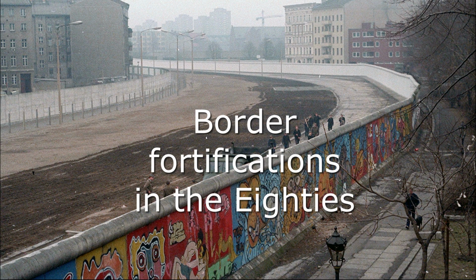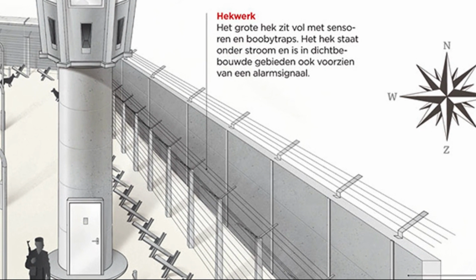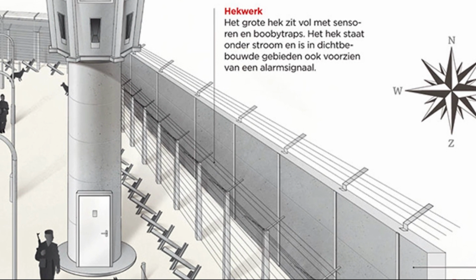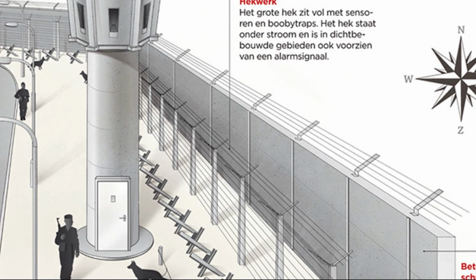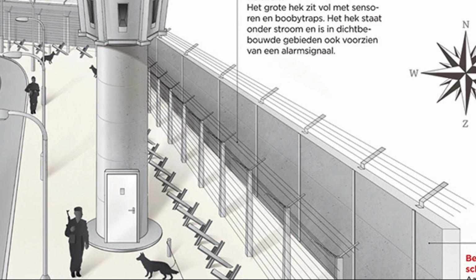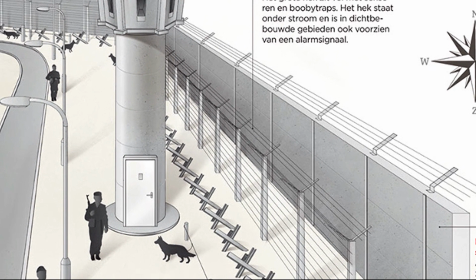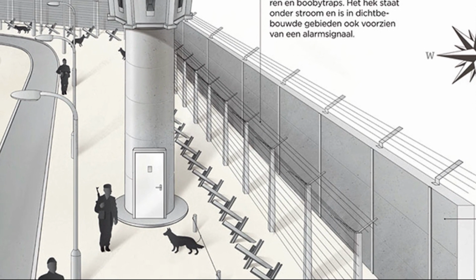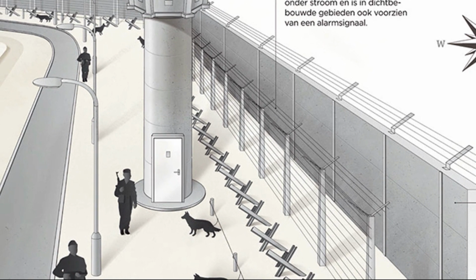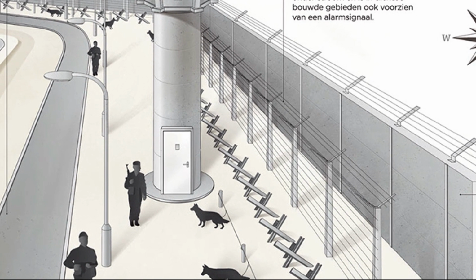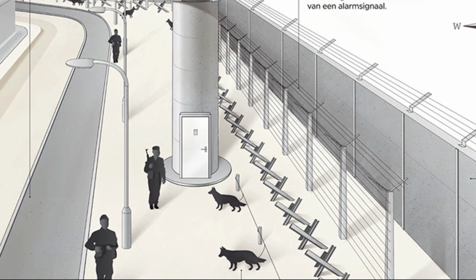Border fortifications in the 80s. Through the years, border fortifications were constantly being developed and improved. In the early 80s, the inner wall on the East German side was the first obstacle that fugitives encountered. Then they had to climb over a signal fence that, when touched, activated an alarm for the border soldiers and observation towers. A carpet of steel spikes often lay at the foot of the fence with the sharp ends pointing upward, either to injure or deter fugitives.